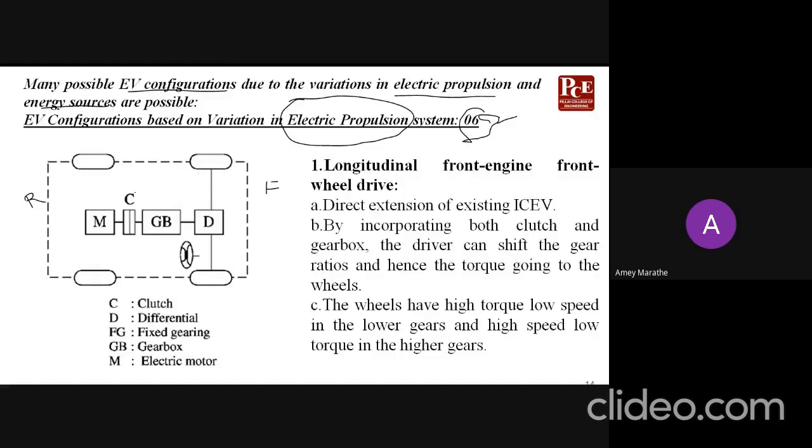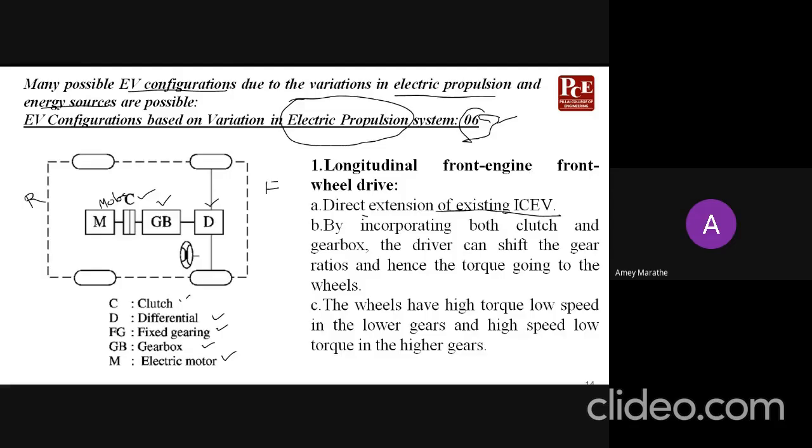So if you see, we have a clutch. Just look at the things which are there below. We have a motor, a clutch, a gearbox, and a differential. So what are we doing here? Can someone tell me, if you just see this diagram, it is nothing but a direct extension of an existing IC engine vehicle. If you just replace the engine with a motor, then you will have this type of configuration: longitudinal front engine front wheel drive.